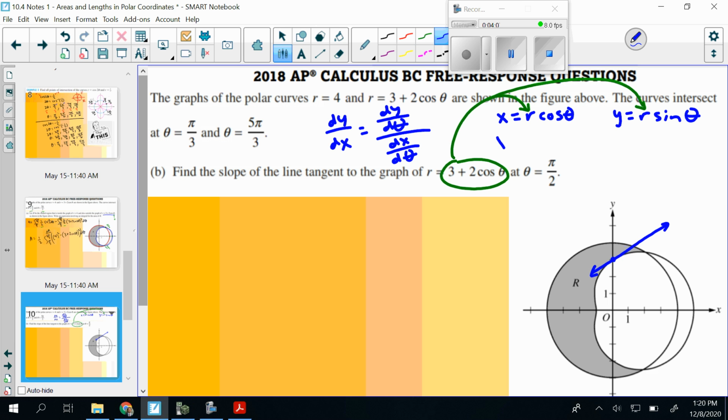So that tells us x is going to be 3 plus 2 cosine theta, and y is (3 plus 2 cosine theta) sine theta. All right, so we're going to have to find the derivative of those. So to find our dy/dx here, we need the derivatives of both of those. So let's start with the top here.